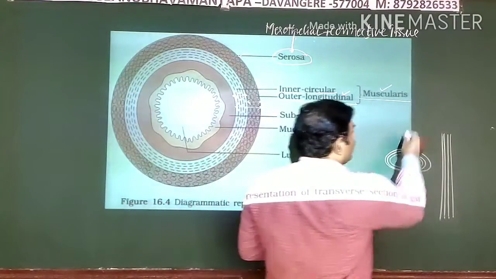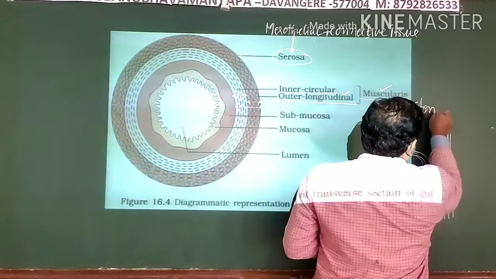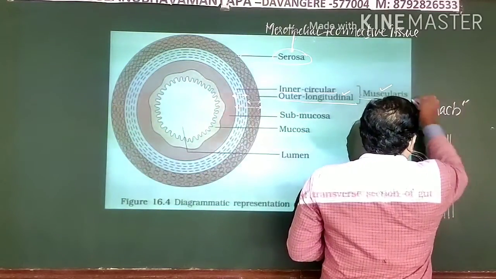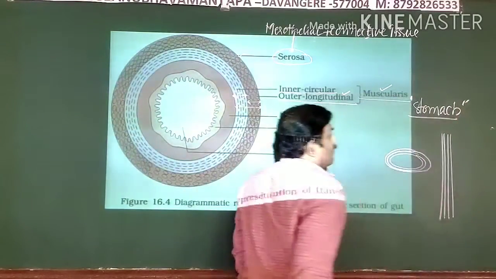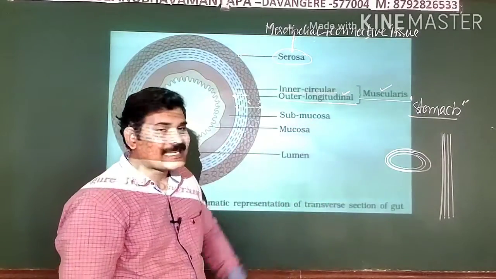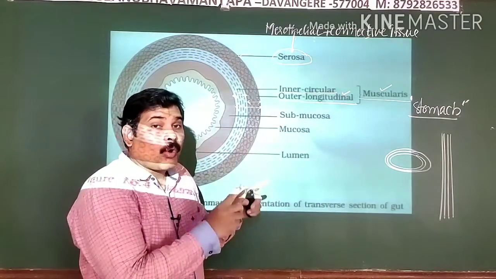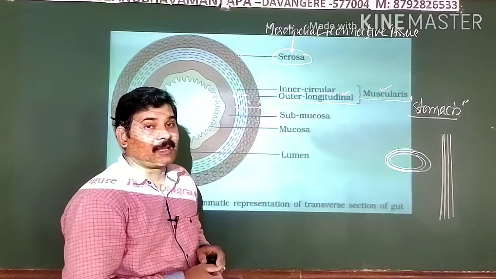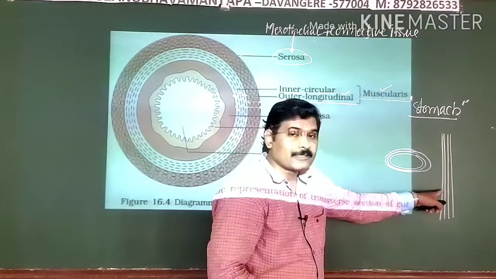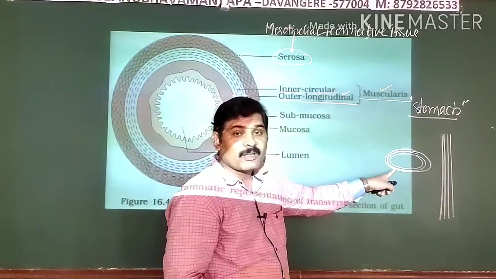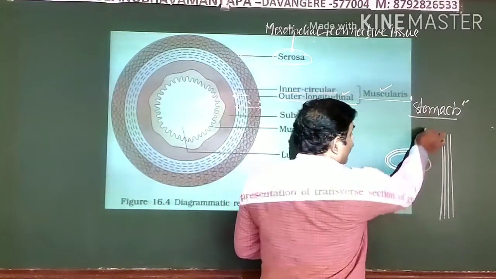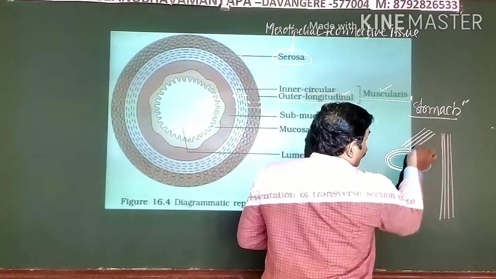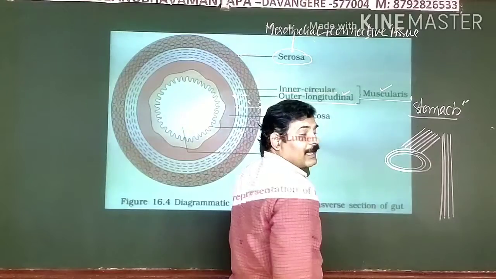Particularly an organ like the stomach. When I explained the structure of the stomach, I said this point in detail. The stomach wall has three types of muscles. Among them, one is longitudinal, the second is circular, and the third type of muscles is oblique in their arrangement.